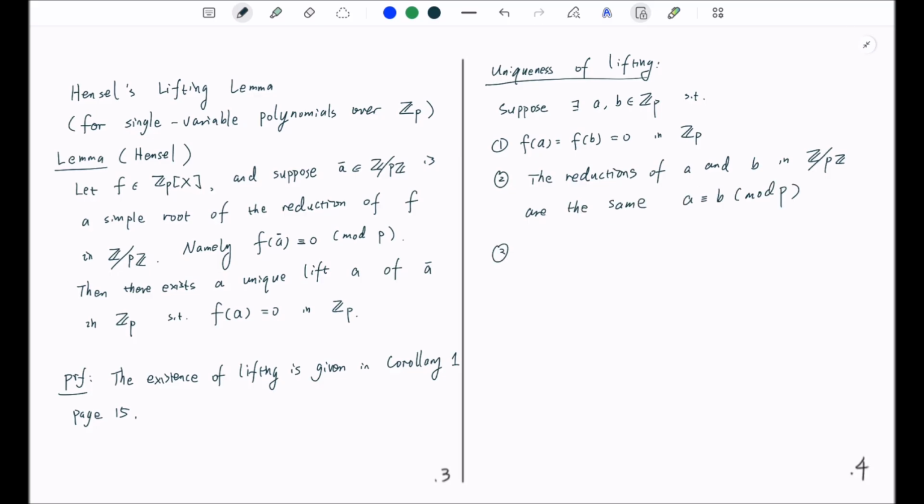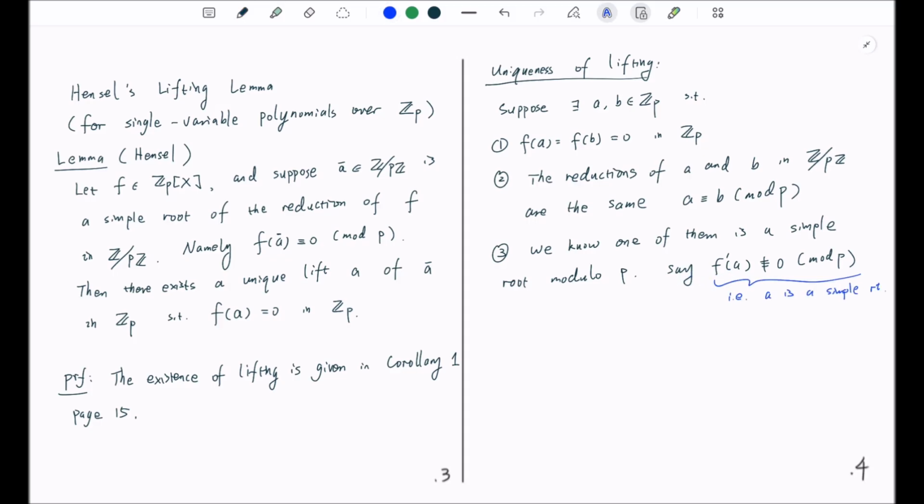And second, the reduction of a and b in Z mod pZ are the same. And thirdly, we know that at least one of them is a simple root of f modulo p. Say f prime of a is not congruent to 0 modulo p. This condition means a is a simple root modulo p. Our goal is to show that a is equal to b in Zp. Okay, how do we show this?